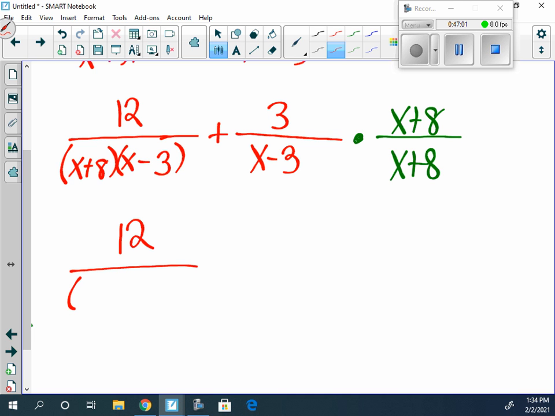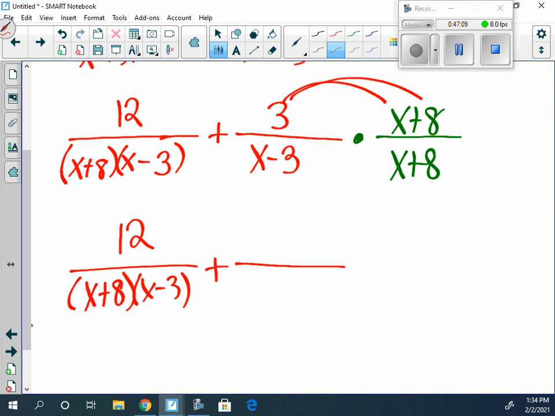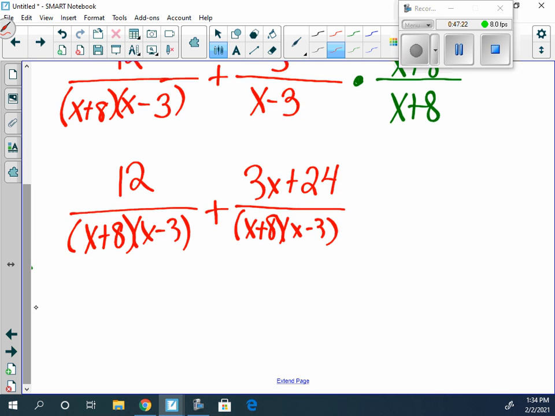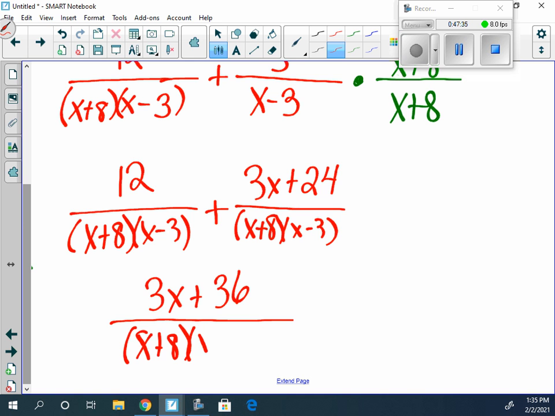Now the one on the left is already simplified. We don't have to do anything with it. Now on the one on the right, we're going to have to distribute the 3 across the top, which will give us 3x plus 24 over x plus 8 times x minus 3. Now we'll add like terms. That would give us 3x plus 36 over x plus 8 times x minus 3.